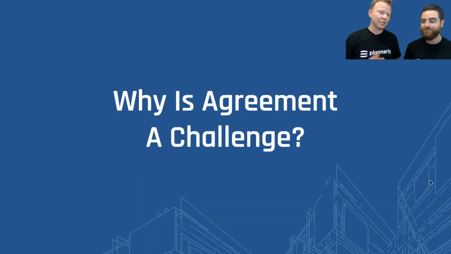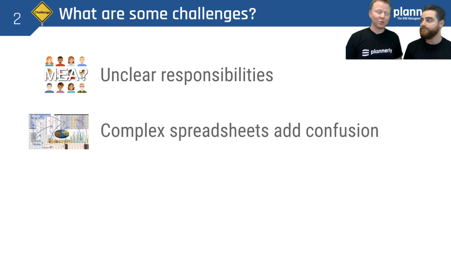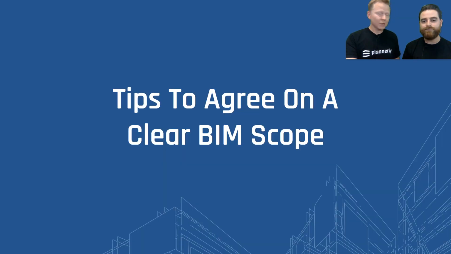We see some of those challenges are due to having unclear responsibilities, who's responsible for certain parts of the scope. Some of it is due to trying to solve those challenges with complex spreadsheets that cause confusion. And as a result of that confusion and misunderstanding, we end up with missing or duplicate scope. Those challenges are rife within our industry, and we would like to present some opportunities or tips on how to agree on a clearer BIM scope.